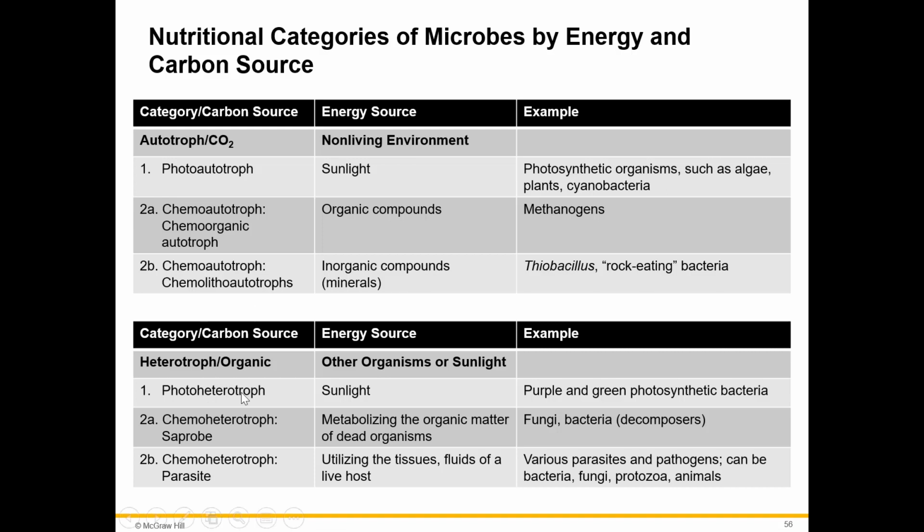A photoheterotroph is going to use light for energy and then eat its carbon source. A chemoheterotroph is going to eat other organisms or eat their carbon source from outside, and they use chemicals in order to do that. A parasite is going to utilize the tissues or fluids of a live host.